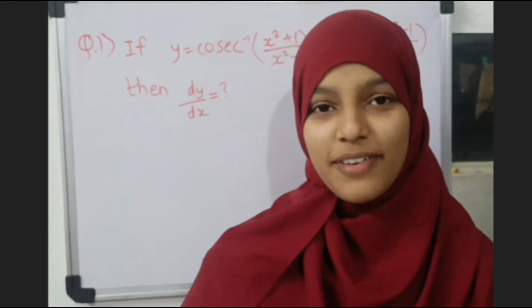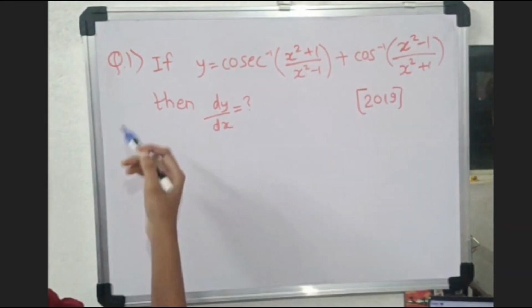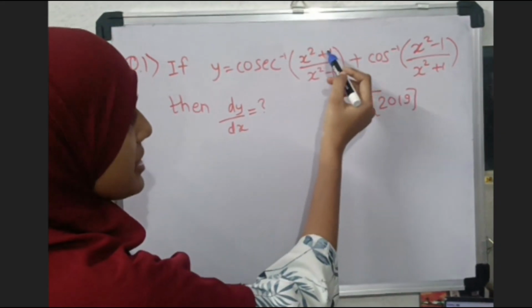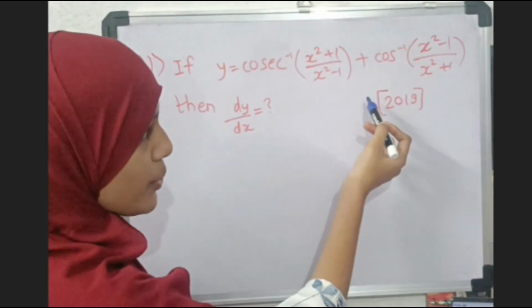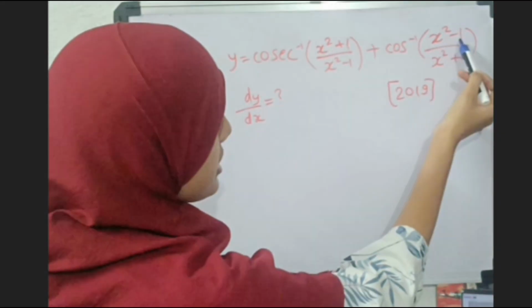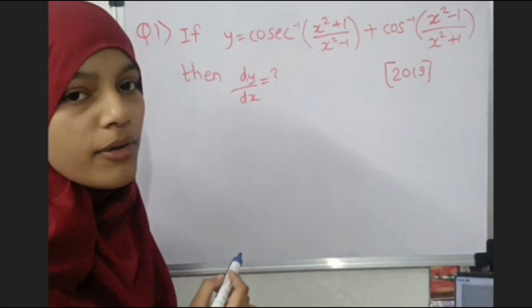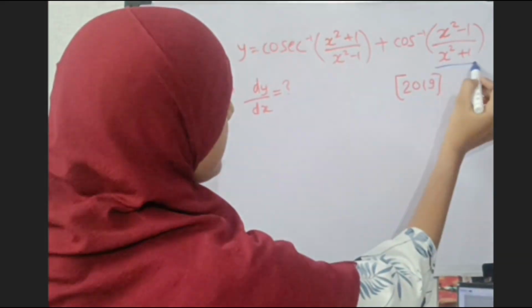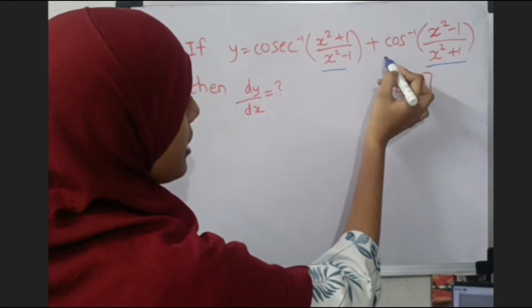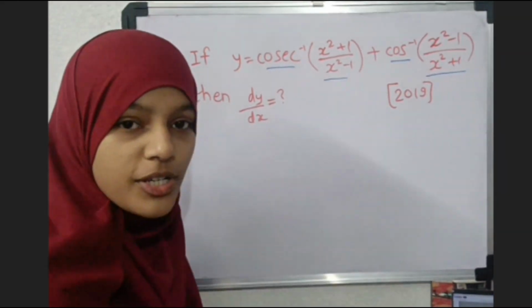So let's move towards our next question. Here we are given, if y is equal to cosec inverse of (x square plus 1) divided by (x square minus 1) plus cos inverse of (x square minus 1) divided by (x square plus 1), then what will be the value of dy by dx? Here the angle is not the same, but here also the function is not the same.